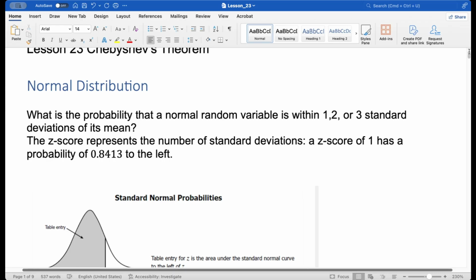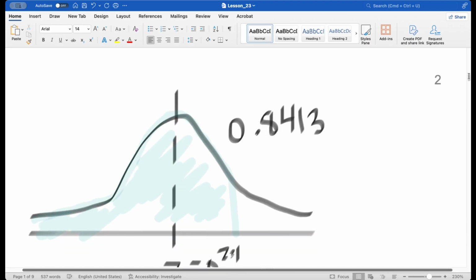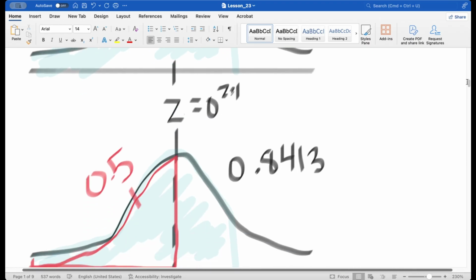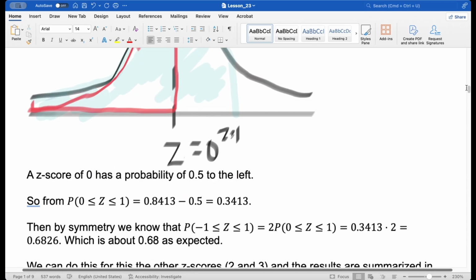Now, if we want to figure out the probability that we're within 1 standard deviation of the mean, we need to get the area to the left of the mean, which is 0 in a standard normal distribution. At 0, the z-score 0 gives you a probability of a half to the left, 0.5. So we subtract those values to get the area in between. So it's 0.8413 minus a half, and that leaves us with 0.3413. That's the probability of being between 0 and 1.